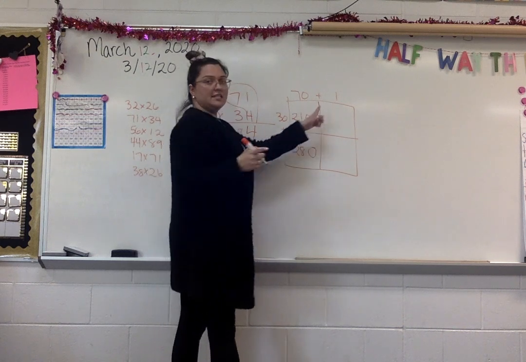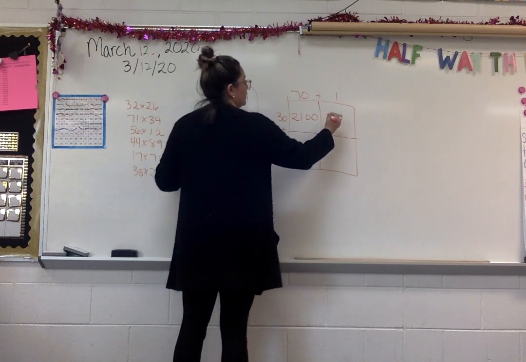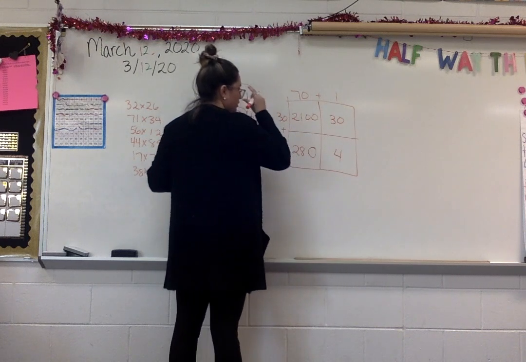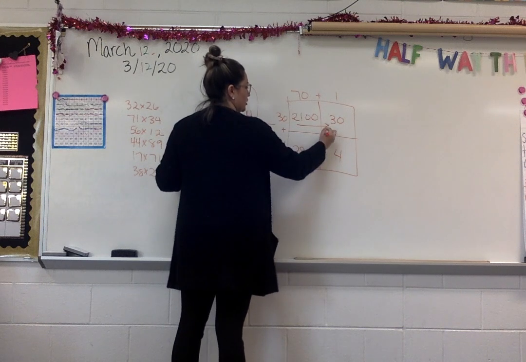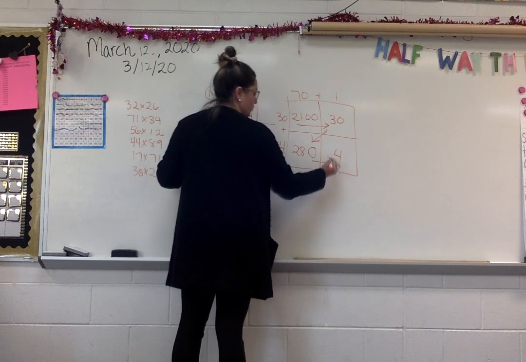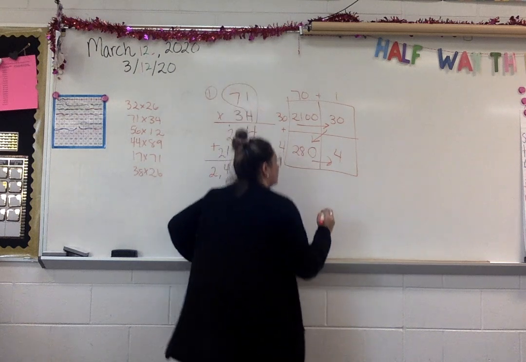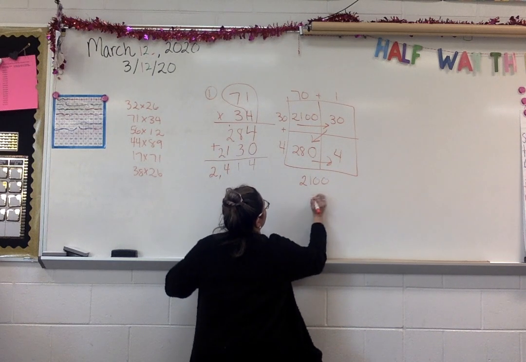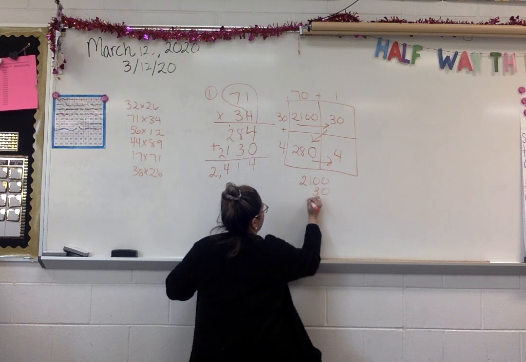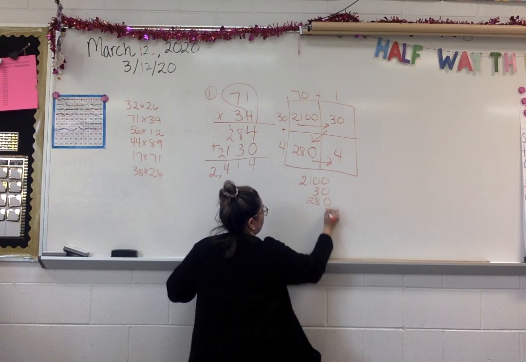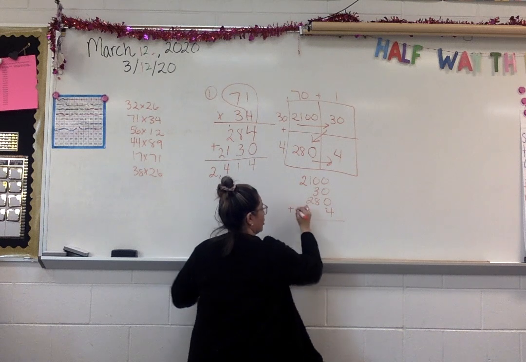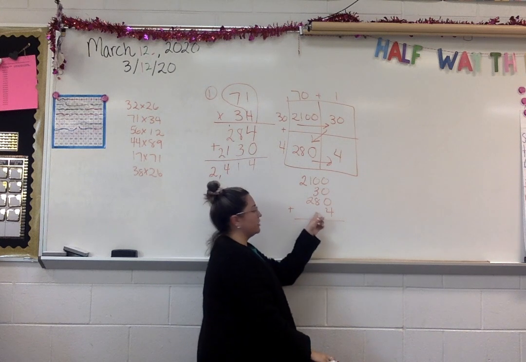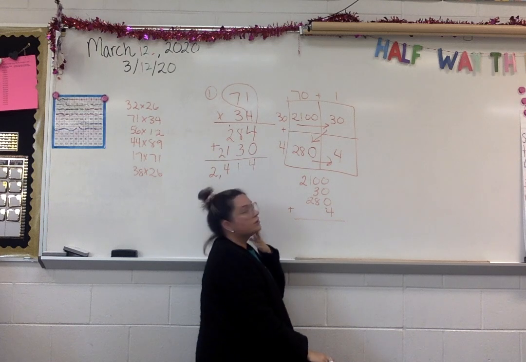And now the easy side, everything times 1. So 30 times 1 will give me 30, and 4 times 1 will give me 4. So remember, again, you want to make sure you're following the way we normally would in class with our order, so I'm going to add them up now. So 2,100 plus 30 plus 280 plus 4. And guys, make sure you're being mindful and careful with how you line your numbers up. Make sure your place values are in the right spot, okay?